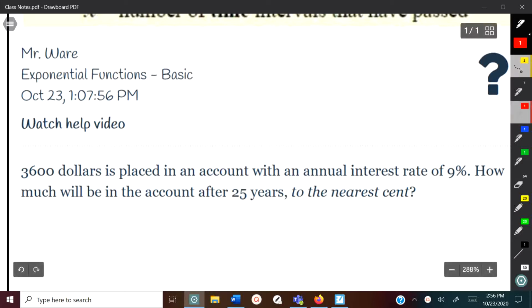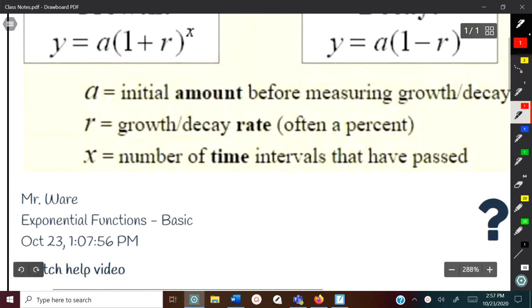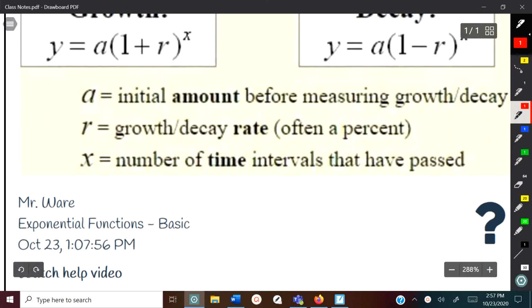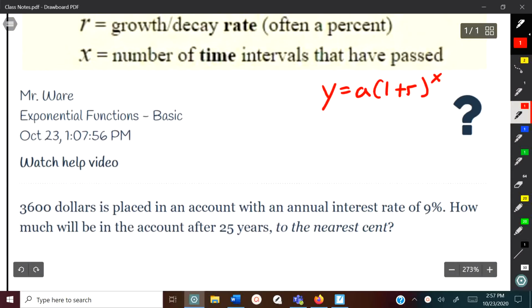Okay, so I'm going to come back up here and write that down, the growth formula. And that is Y is equal to A(1 plus R) to the X. Okay, and now all I need to do is find out what A is, what R is, and what X is. Okay, so let's see if I can use some different colors here.